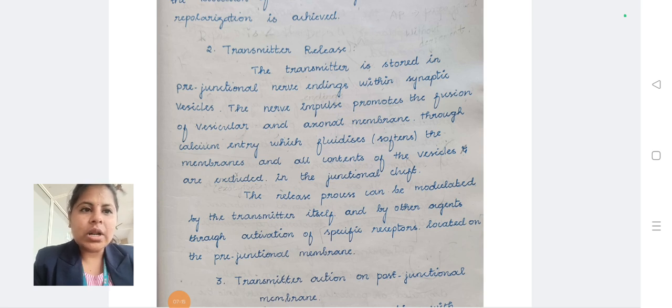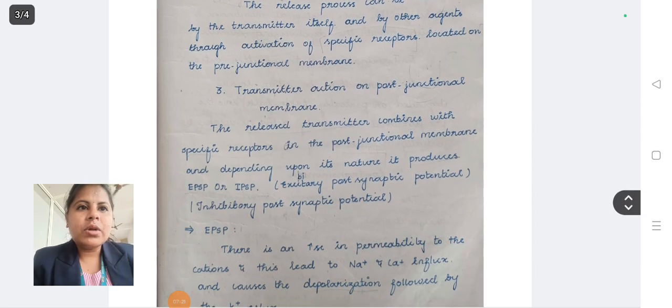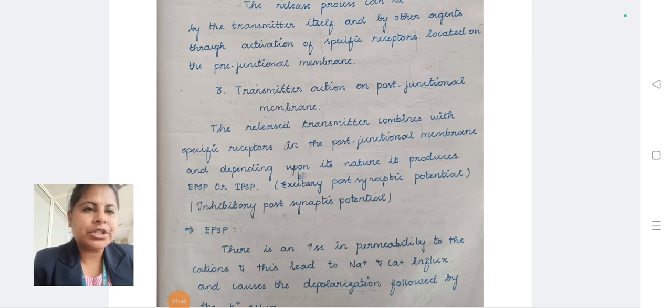And the third one is transmitter action on the post-junctional membrane. The released transmitter from the pre-junctional membrane combines with a specific receptor in the post-junctional membrane, and depending upon its nature it produces EPSP or IPSP. EPSP means excitatory postsynaptic potential, and IPSP means inhibitory postsynaptic potential.